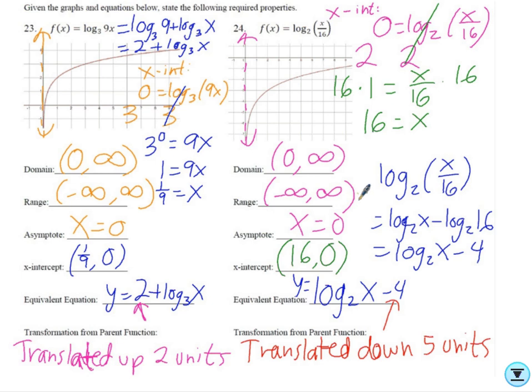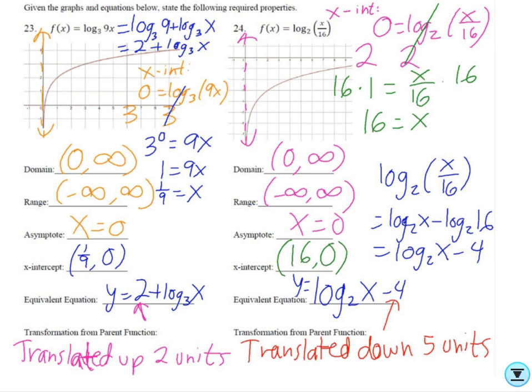Then to find that x-intercept, I filled this out the same way. I said, okay, I'm going to say 0 is equal to my function. Since this is a log base 2, I'm going to exponentiate or drop a base of 2 on each side. So that way these will cancel. I get 2 to the 0, which is 1. 1 equals x over 16. And then I need to get rid of this 16 in the denominator, so I'm going to multiply each side by 16. 16 times 1 is 16. So that is how I get my x-intercept of 16, 0.